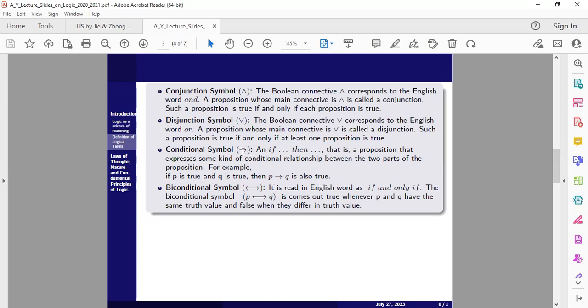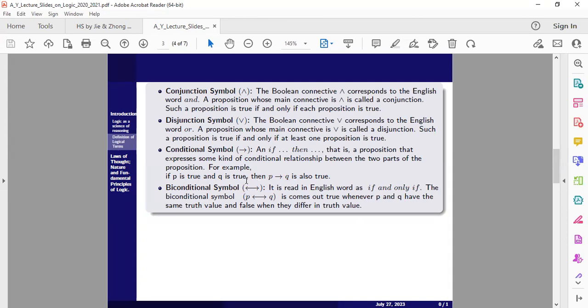Its name in logic is the conditional symbol. It is used for a conditional statement or conditional proposition. Then P implies Q. If I say, for example, if P is true and Q is also true, then P implies Q is also true. And apart from this, we have the biconditional symbol.